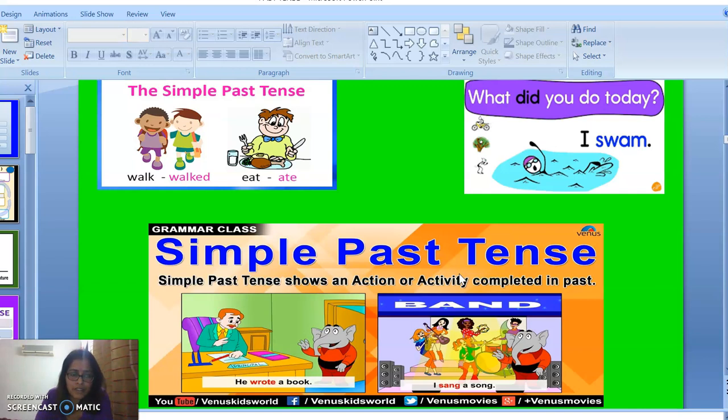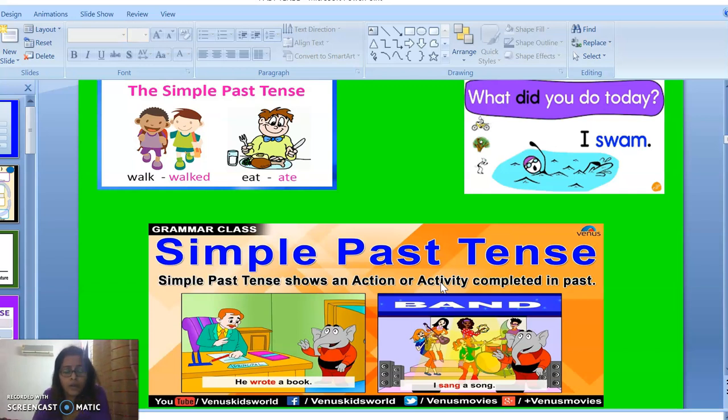So let's start with its definition first. Simple past tense is used to express any completed action in the past, right? So here is the definition. Simple past tense shows an action or activity completed in the past. So an action started in the past and completed in the past itself. The action or activity has no relevance with the present time. So this is only simple past, nothing else.